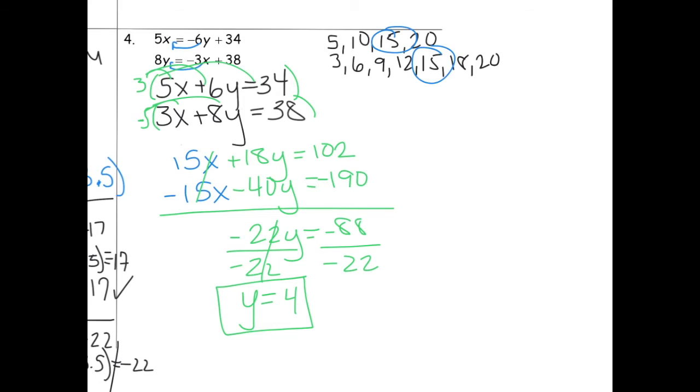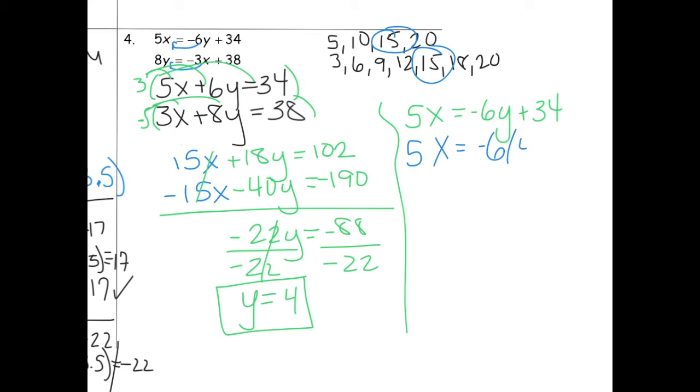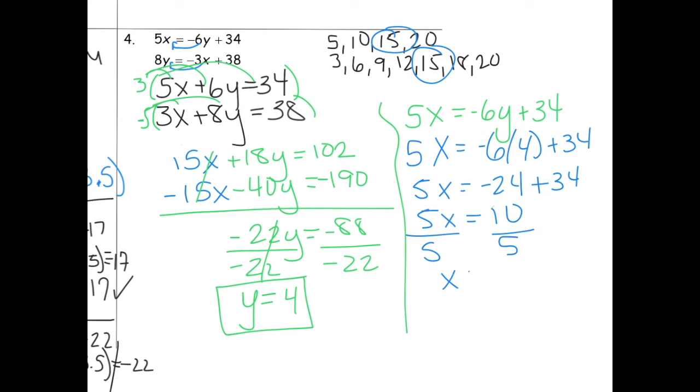Okay, so that's the first letter. Now I'm going to pick one of the original ones. So let's say 5x is equal to negative 6y plus 34. And wherever I see y, I'm going to plug in 4. So we have 5x is equal to negative 24 plus 34. 5x is equal to 10. Divide both sides by 5. x is equal to 2.